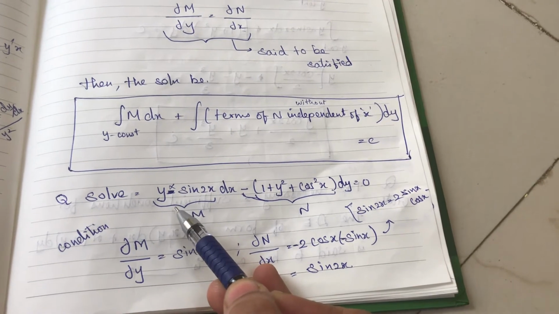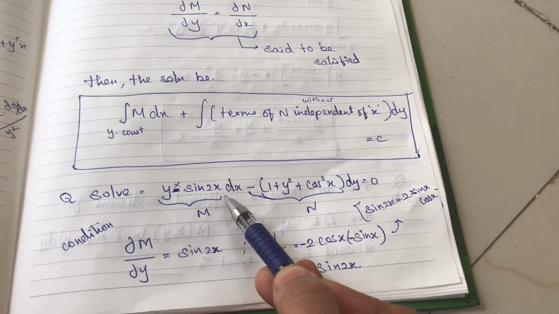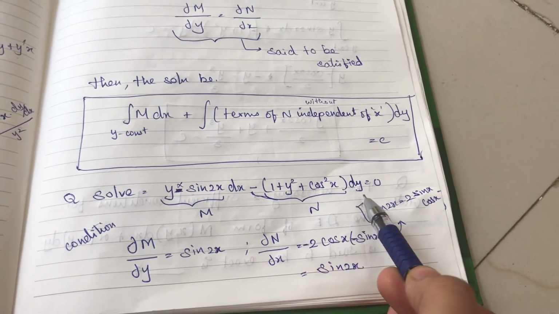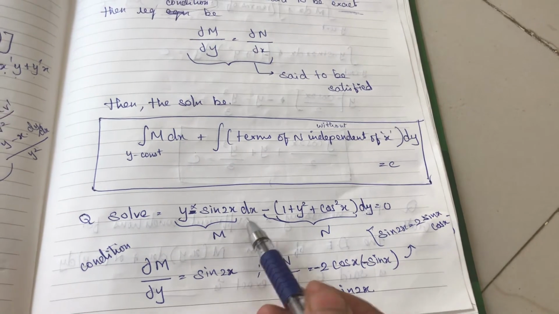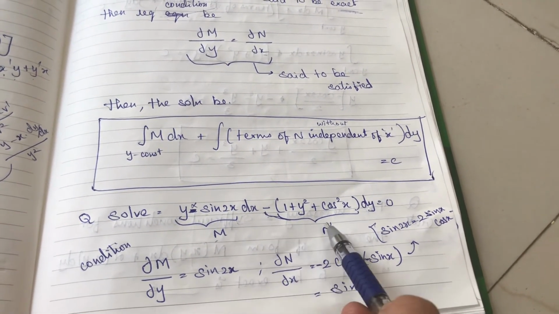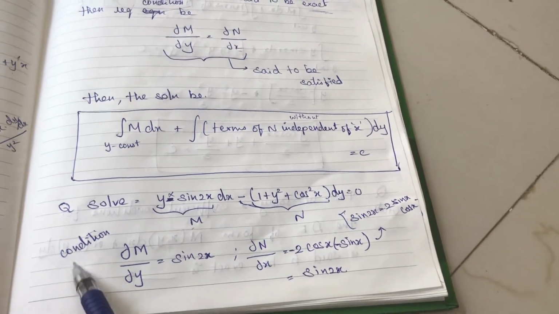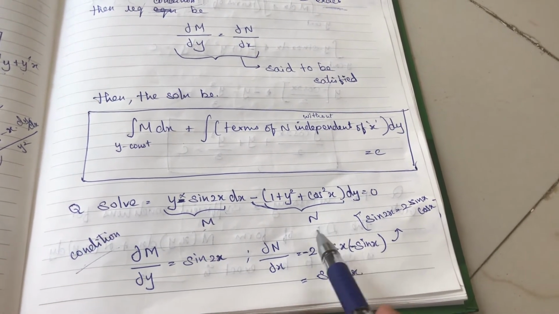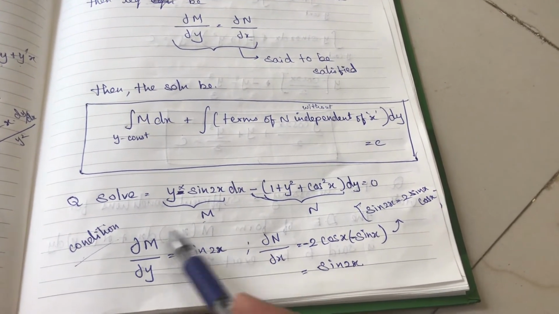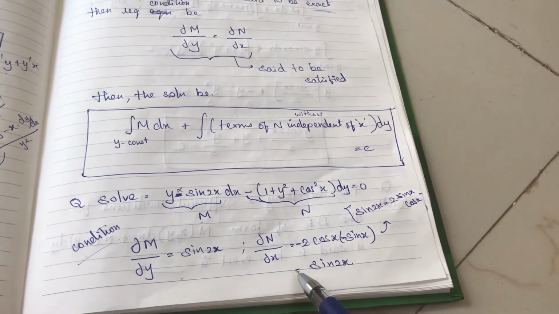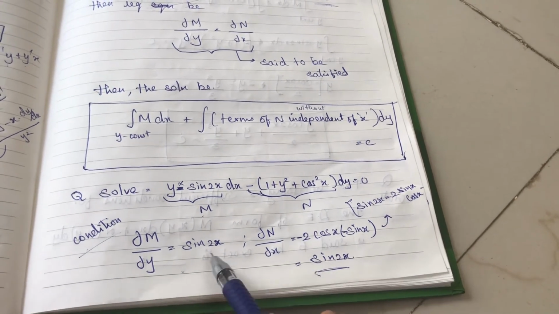Solve y into sin 2x into dx minus 1 plus y square plus cos square x into dy, which is equal to 0. So before dx is what? M, and before dy is what? n. Include this minus also. So what is the condition here? Dou m by dou y, and then dou n by dou x, right? So I am just differentiating these two terms with respect to x and y. Okay, so I just got the same value here. So the condition is satisfied.